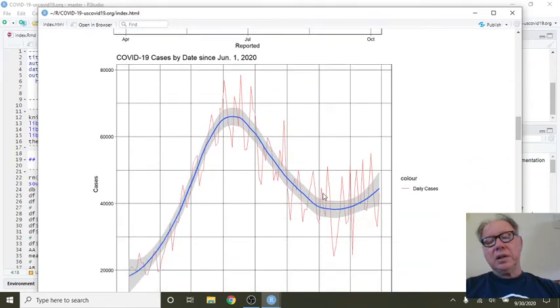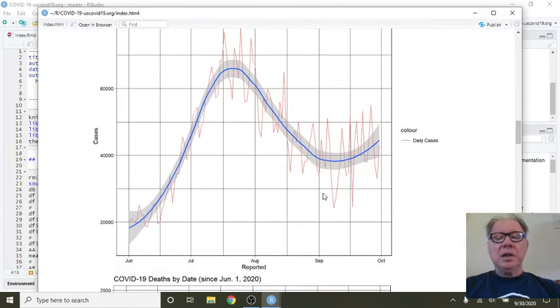Let's take a look at a close-up for the cases from June onward. This blue line is what's called a LOESS or LOWESS line. You can certainly Google that, go to YouTube, plenty of videos on LOESS functions. And here again, you can see the increase in cases here.